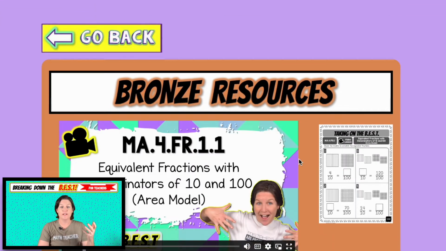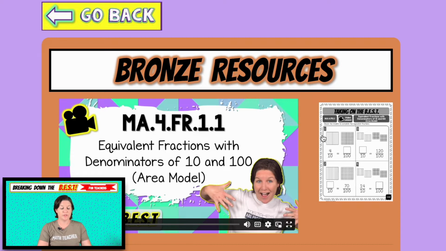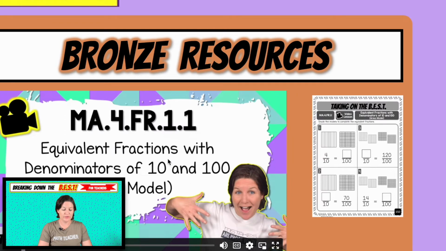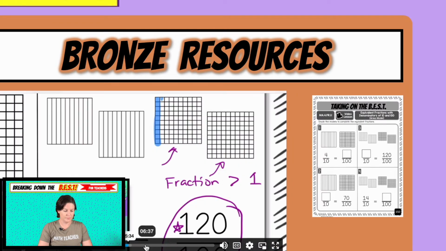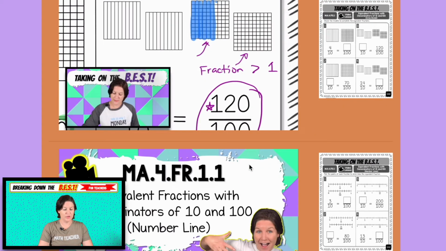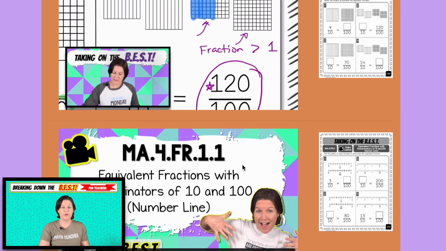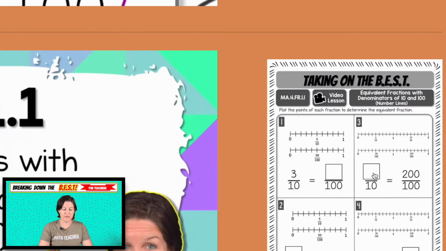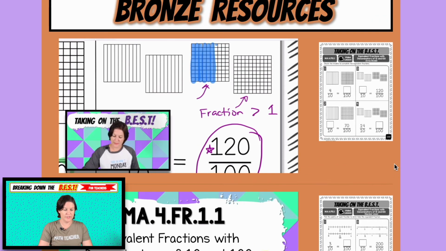Okay, so for your first page, you've got the bronze resources. These are the video lessons and the printable student guide. So you just press play, your students can watch the video lessons and they can record their notes that look just like what we're doing in the video. So you can see there we're practicing shading in that model right there for number 3. First video lesson is using area models. The second video lesson is using a number line to help out there. And you can see that we have those missing numerators that we're trying to plug in just like we saw in the standard. All right, so those are your video lessons there.